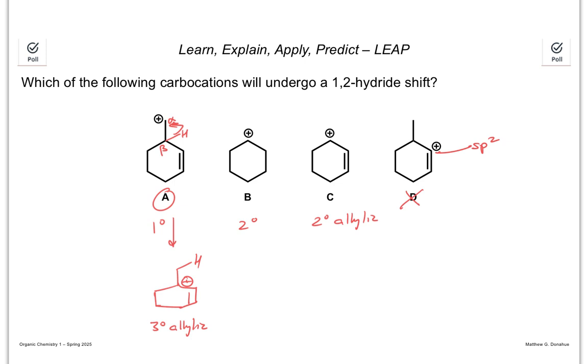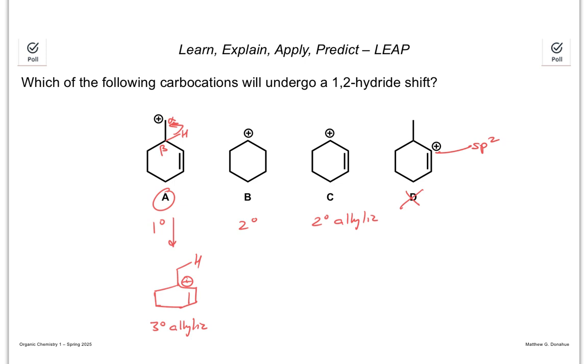B, you can't do anything. It doesn't matter what you look next to in terms of the beta carbon. If you do a shift, you still end up with secondary. So that, again, was degenerate. C is already allylic, so it has allylic stabilization. It's not going to do a migration because it can't form anything more stable than what it is.